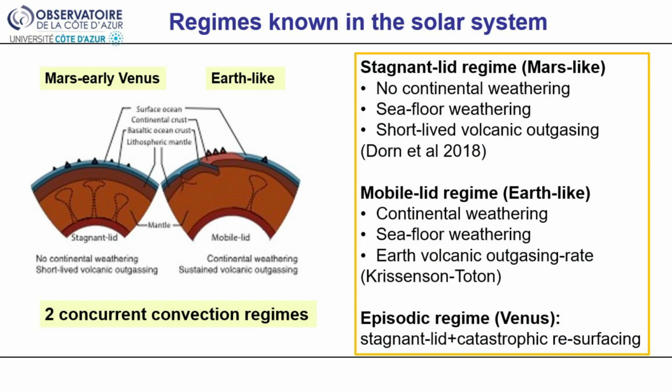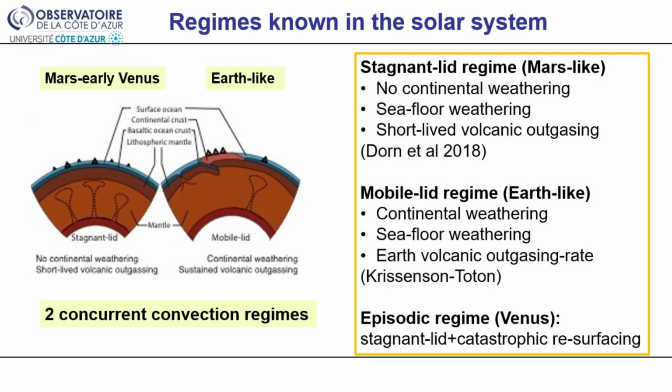Venus has an episodic regime where from time to time it bursts and recycles completely its surface. But you can say you have one dominant regime, the stagnant lid, where your planet is just cooling down, having some volcanoes and no tectonics. And you have the mobile lid regime, which is what we have on Earth for at least 3 billion years. And instead of trying to discriminate a mobile lid regime against a background, we are going to say, can we discriminate between a stagnant lid and a mobile lid background?